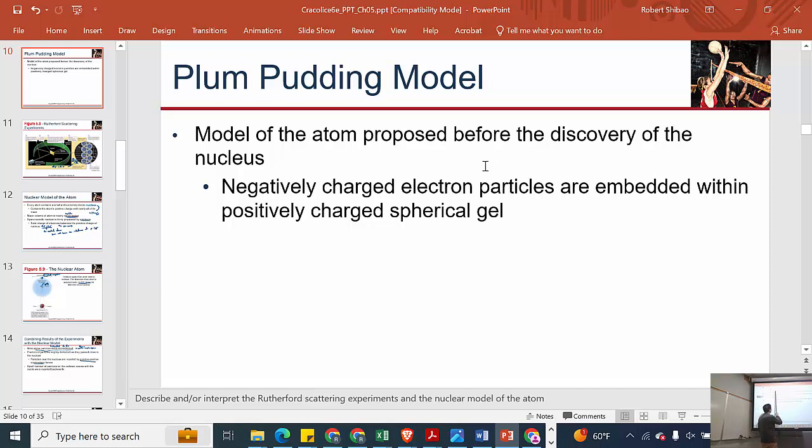For the structure of the atom, there are two hypotheses proposed. Let's say one was the plum pudding model. The plum pudding model is a case where the negatively charged electron particles are embedded within the positively charged spherical gel. So in the plum pudding model, the protons are spread out in this homogeneous gel, and it's spherical. That would be the atom. And the electrons are like the plums, and the plums are dropped or embedded in the pudding.